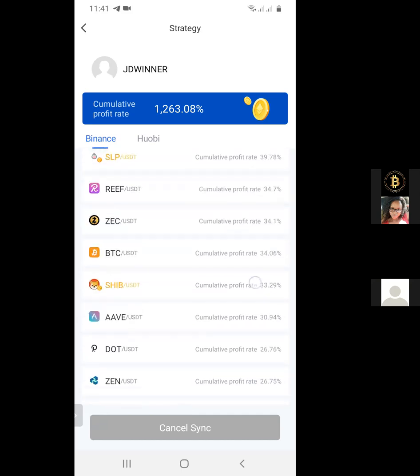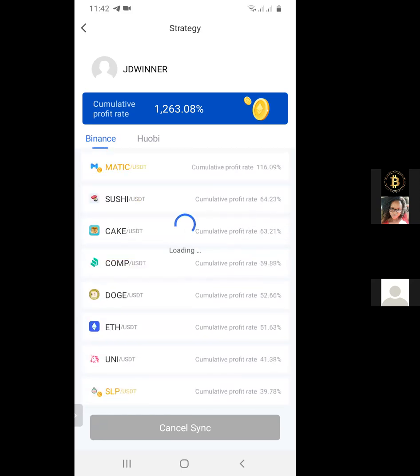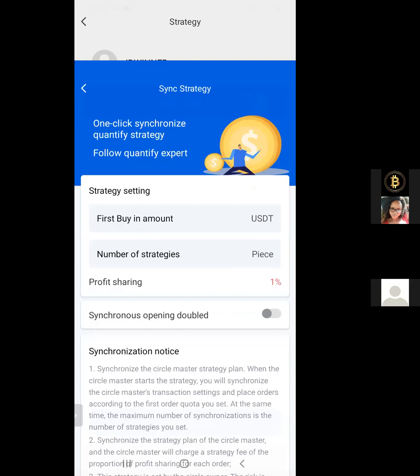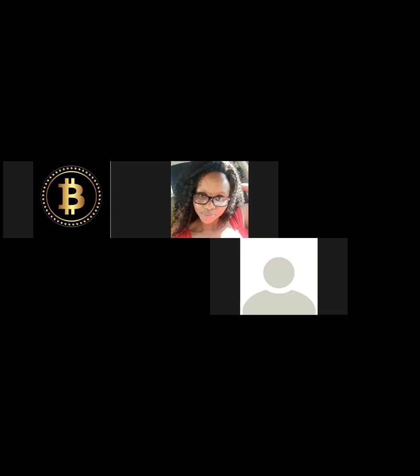So let me actually just cancel sync, it's okay. I will redo it. It's not going to affect my running trades, because I want to take you through this properly. Right, so you will see now it's saying sync strategy. So you would click sync strategy. Now there are two things that you are required to enter. They are asking you what is the first buy-in amount and how many pieces are you trading. What does that mean?